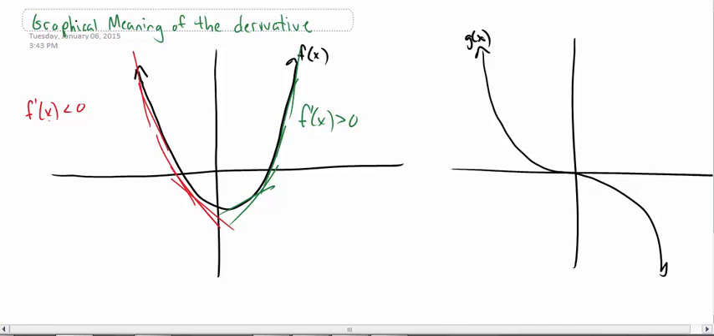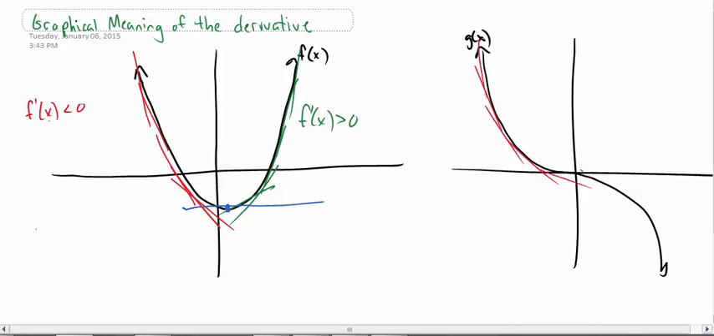Now, what happens at the vertex of this parabola, if it indeed is a parabola, right here? What kind of tangent is there? Well, right there at that minimum point, the tangent is horizontal, meaning the derivative, the slope at that particular value, is equal to 0.